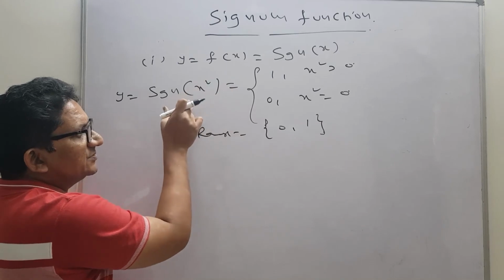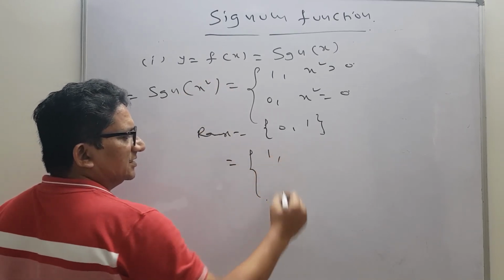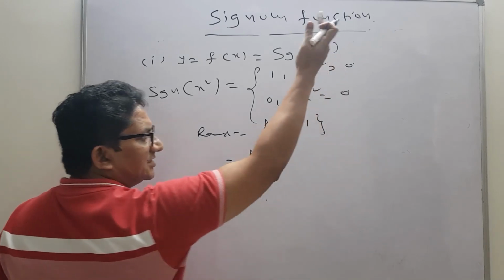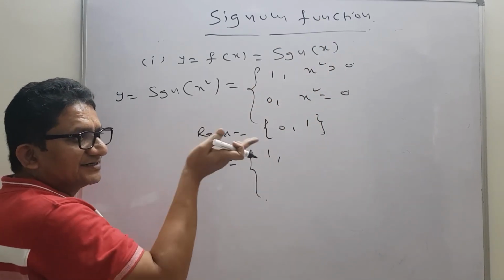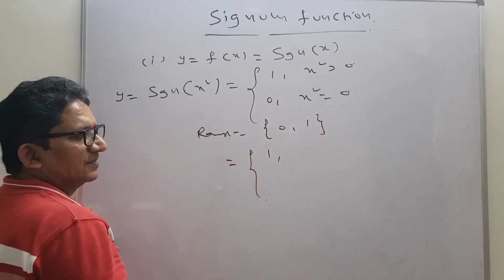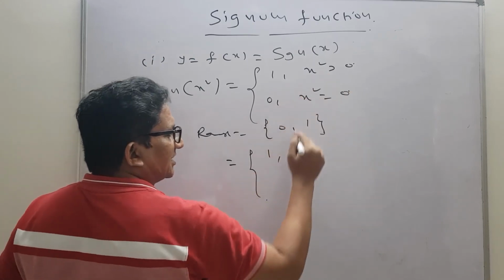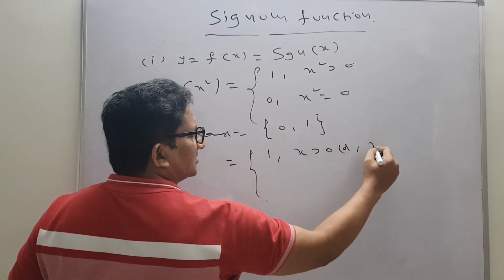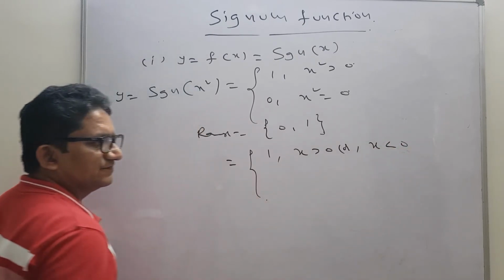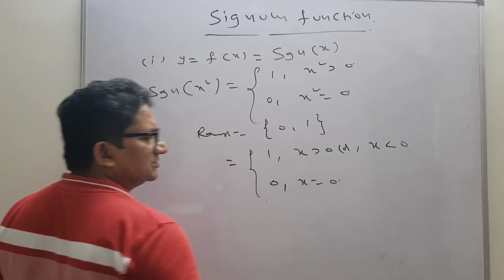Now, the same signum of x square, more elaborately, we can write like this. It is 1 when x square is greater than 0. What is the status of x? Every time we need the exact status of x, because everything is defined for x. So when x square is greater than 0, there exist two cases: either x greater than 0 or x less than 0. And the next case, x square equals 0, means x is always 0.